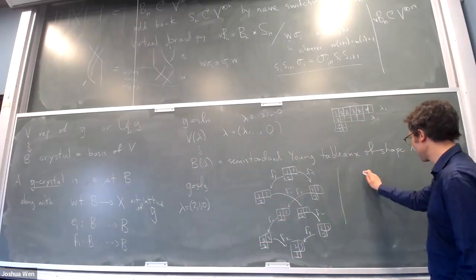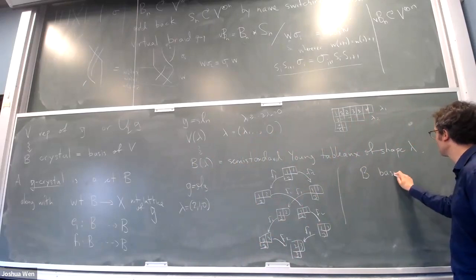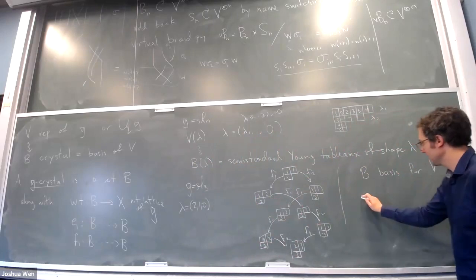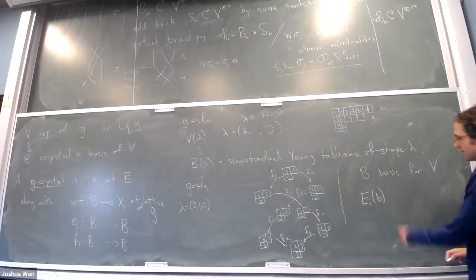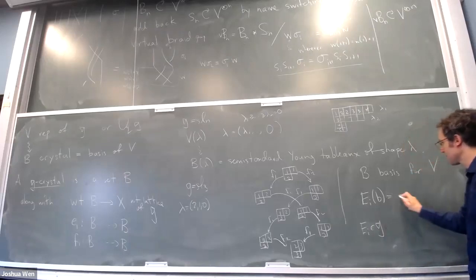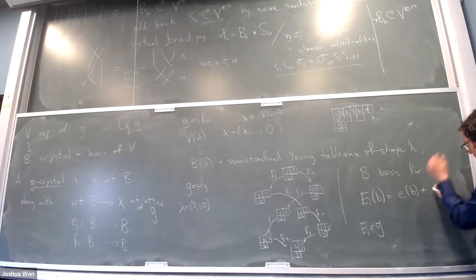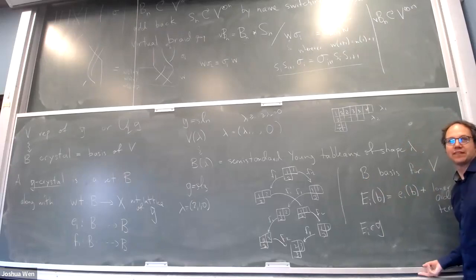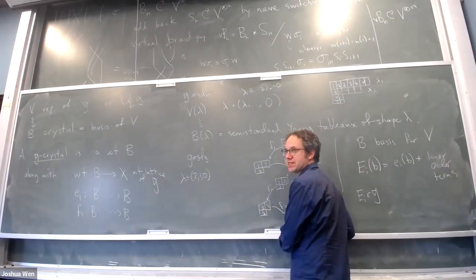So either way, it's maybe confusing when we say that in words, so let me just say that this B you should think of as a basis for V. And then the e_i of b, the action of the Chevalley generator of the algebra, is equal to the little e_i of b, that's a different basis vector, plus some lower order terms, higher order terms, whichever way you want to call it. So basically, either way, it's some combinatorial object which approximates your representation.